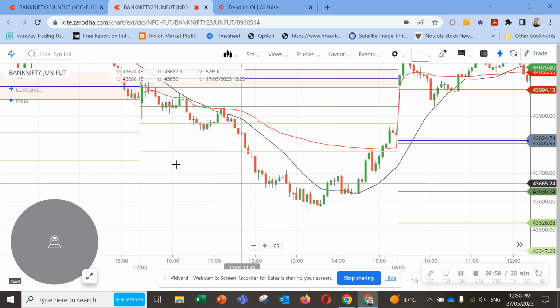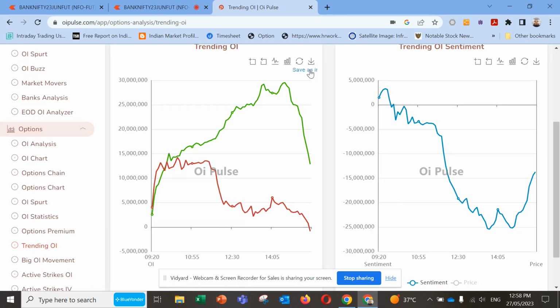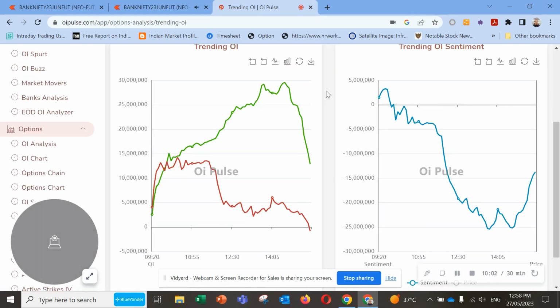Okay, so this is how this trending open interest helps you make the decision, so that you can see whether the market is going to trend up or trend down, and that helps you make your proper decision and minimize your losses.